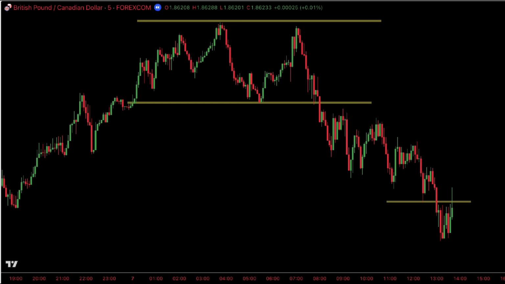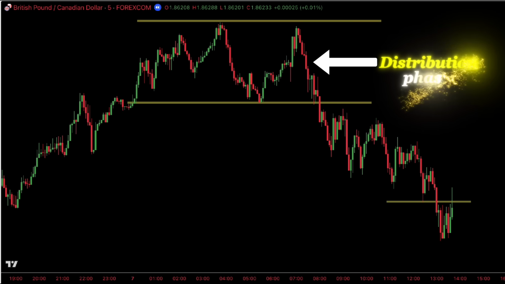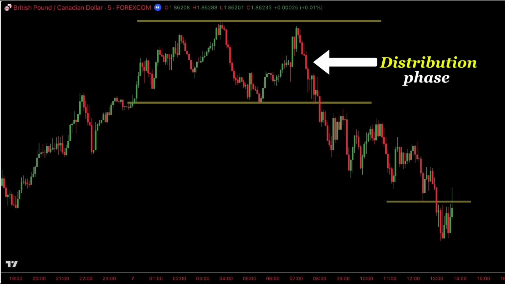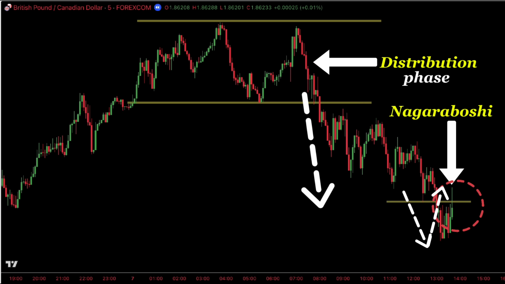Look at this chart. As you can see, the market was initially in a distribution phase, meaning it was ranging. Then the market exits the range and begins a downtrend. Now, here's the key moment. Price breaks below a key support level, confirming bearish momentum. After the breakout, the market retraces back to retest the broken level, which now acts as resistance. At this level, a Nagaraboshi candlestick pattern forms. This pattern shows rejection from higher prices, sellers taking control, and the likely end of the retracement. This is your signal that a new impulsive move downward may begin.